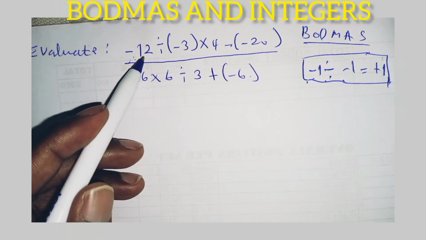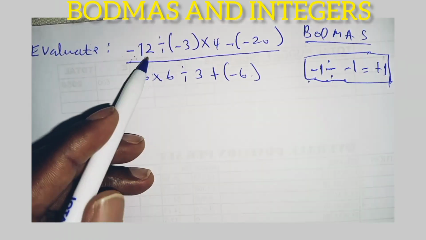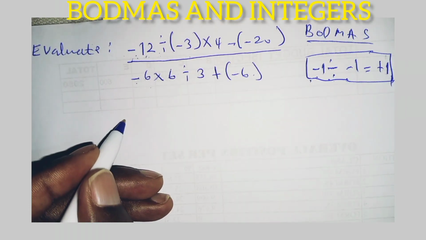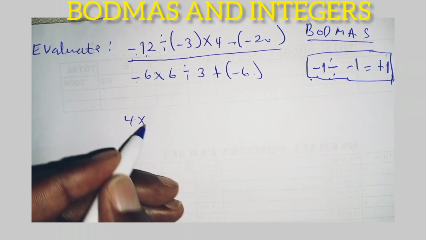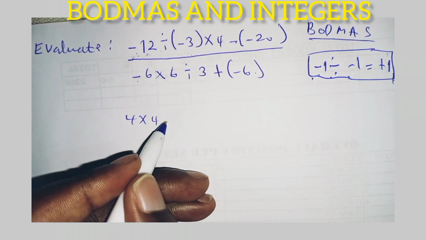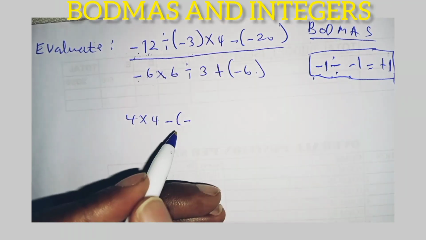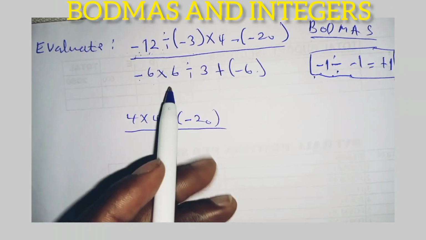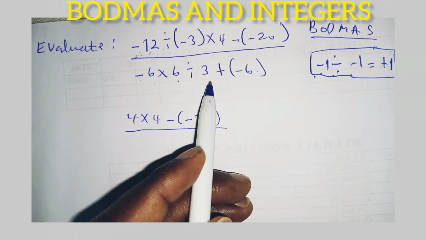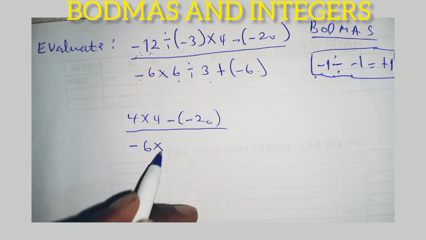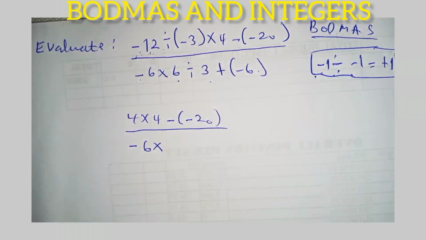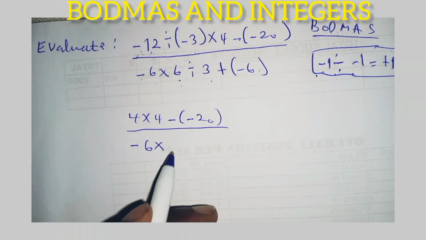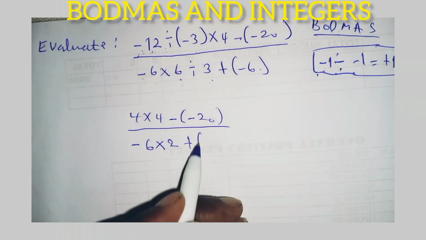So here you have negative 12 divided by negative 3. 12 divided by 3 is 4, and because it is a negative and a negative, the result is positive. Now, we are going to have positive 4 times 4, this 4 here, minus bracket negative 20 divided by, you have 6 divided by 3 will give you 2, so you have negative 6 times, we are applying division first, times 6 divided by 3 will give you 2 plus bracket negative 6.